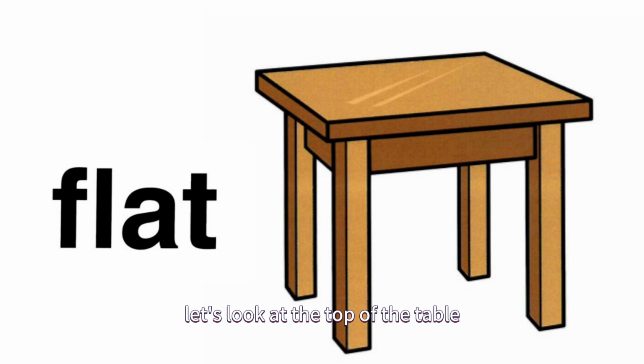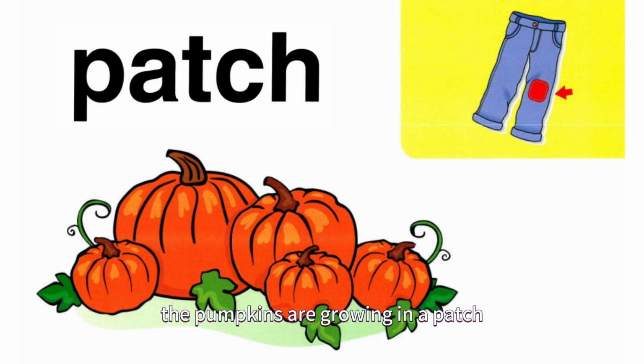Flat. Let's look at the top of the table. See how it's even and not bumpy. That means it's flat. Patch. The pumpkins are growing in a patch. A patch is a small area. This picture shows a pumpkin patch, an area where pumpkins grow.